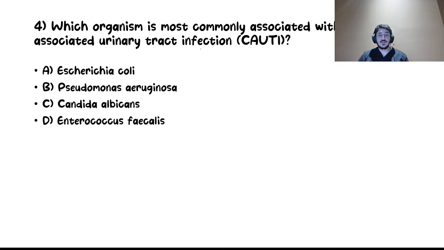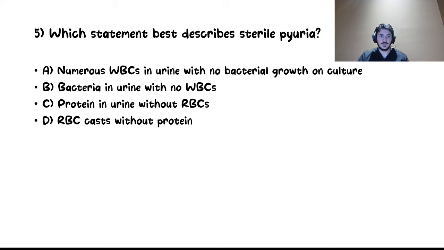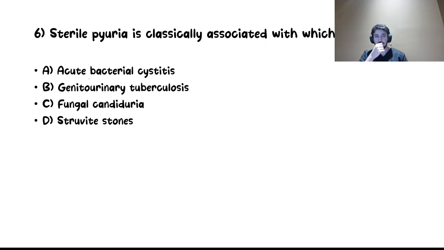Which organism is most commonly associated with catheter-associated urinary tract infection? As you guessed, most common, always answer E. coli unless proven otherwise. Which statement describes sterile pyuria? So what is sterile pyuria? We said it's WBCs and no bacteria. So let's see. Bacteria, wrong. Protein in urine, no. RBC cast, no. Numerous WBCs, no bacteria. That's the answer.